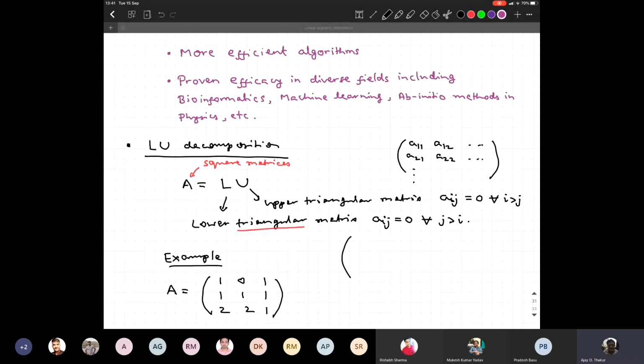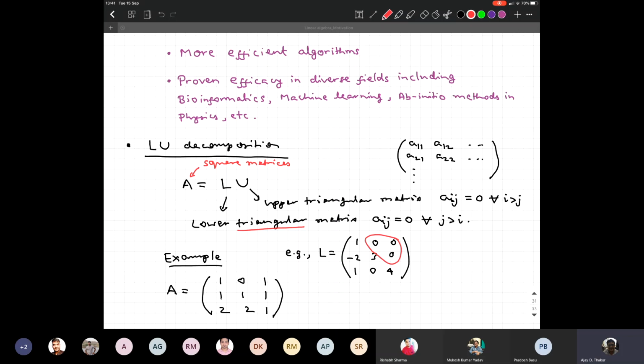So a lower triangular matrix L could have been, say, 1, 3, 4, -2, 1, 0, 0, 0. So some of the elements in the lower triangle can be 0, but all the elements in this region must be 0. That's the requirement for a lower triangular matrix.